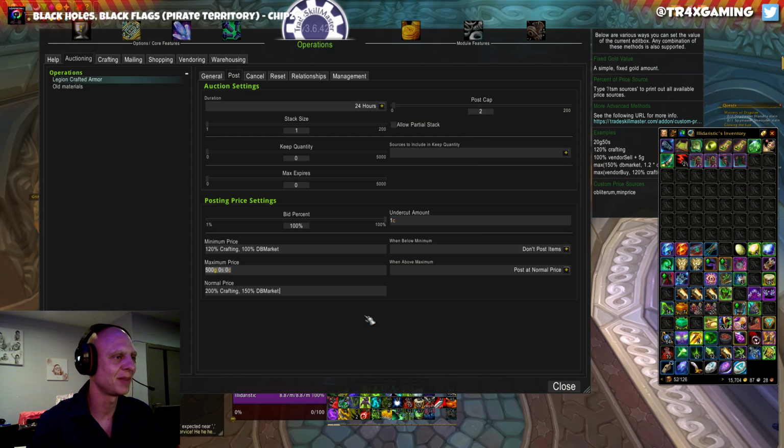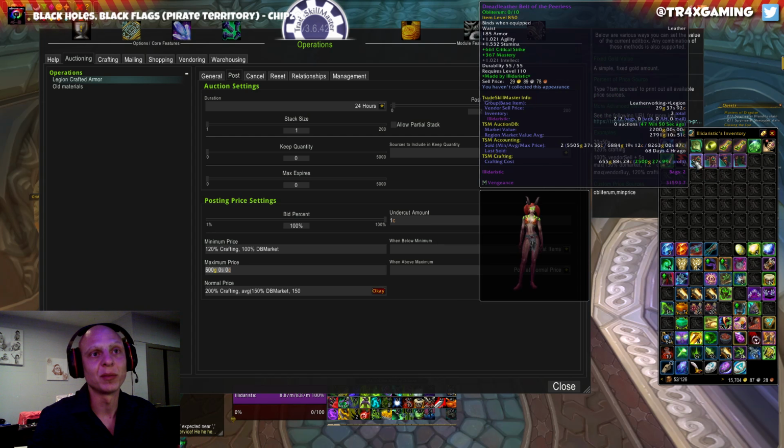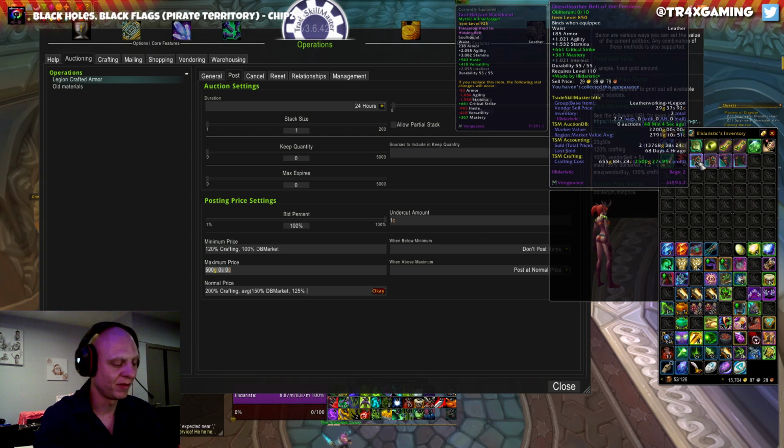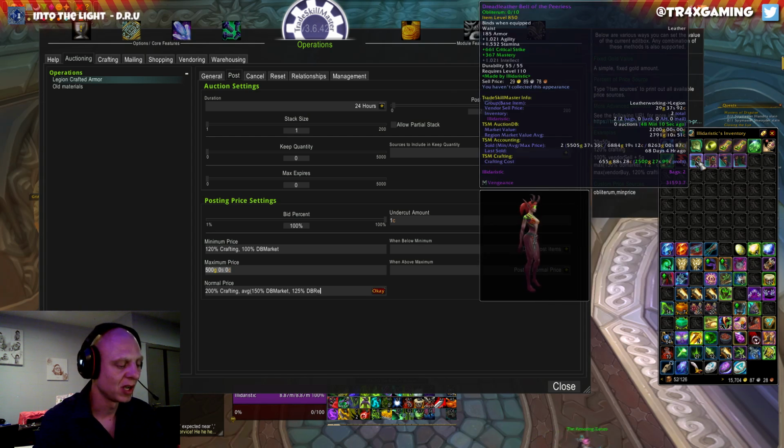So we're going to use the same thing as we did before with the DB region. What we are going to do is make an average of 150% DB market. I could use 150% DB region market, but in this case it's higher. So this would mean eventually, if I got a lot of competition, this maybe isn't gonna work. So I'm gonna start off with 125% DB region market average again.